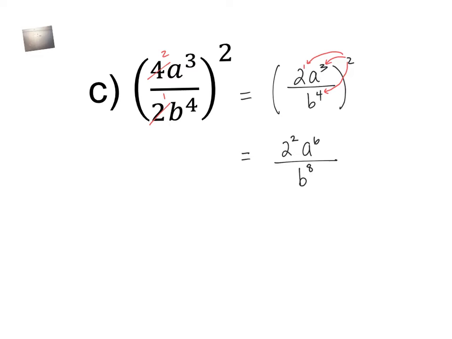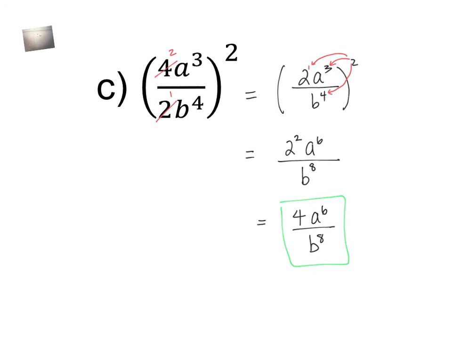Now, from here, again, I can't combine a and b, but I can take 2 to the 2nd power, which is 4, and I'm checking to see if I have any negative exponents, but I don't. So this is going to be my final answer because I can't simplify the a and the b. So I'm done.